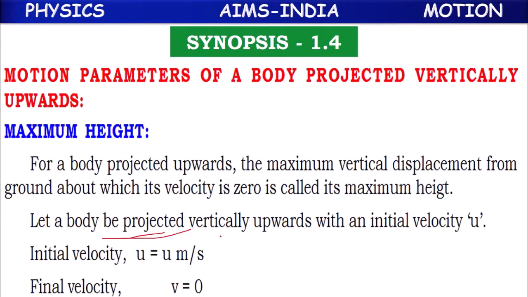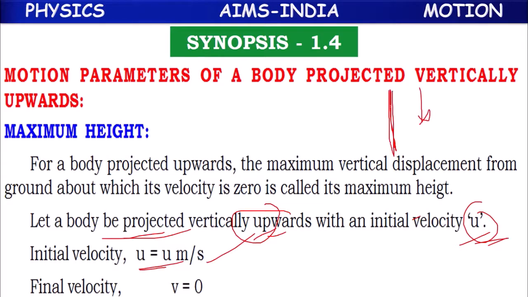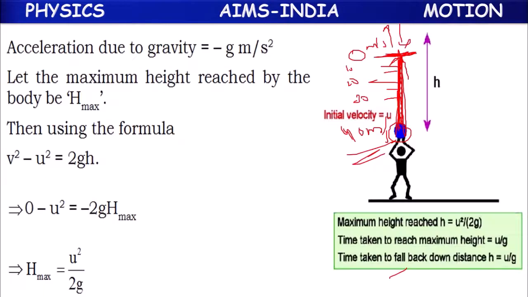If a body is projected vertically upwards with an initial velocity u, the initial velocity will be u while going upwards, not coming down. If we consider only this vertical upward journey, its final velocity will be 0. From there it starts falling down. Why is the velocity decreasing? Because of the attraction force of the earth. Final velocity will be 0.